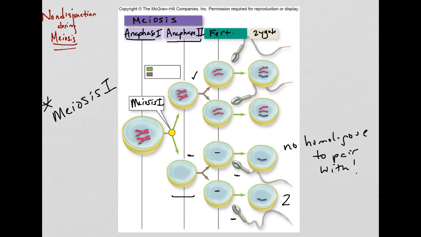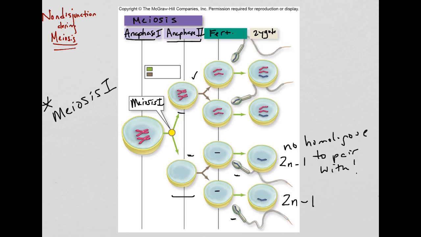So if we were to say what's its karyotype, or what's its chromosome number, we'd say that it's 2n minus 1. It's missing one of its homologues. Okay, let's look at the top picture here.